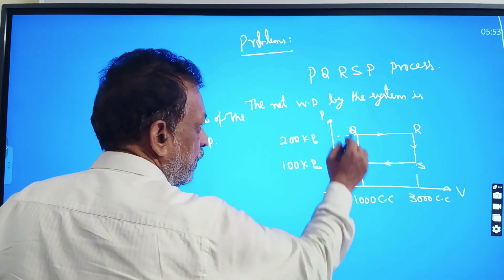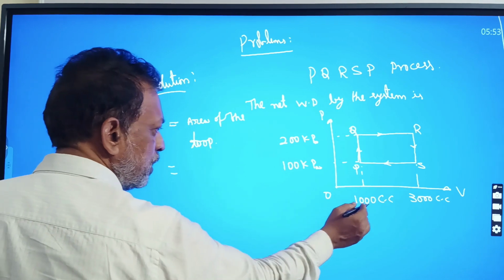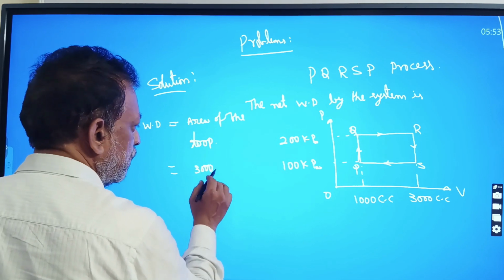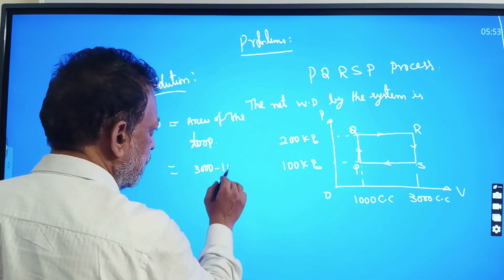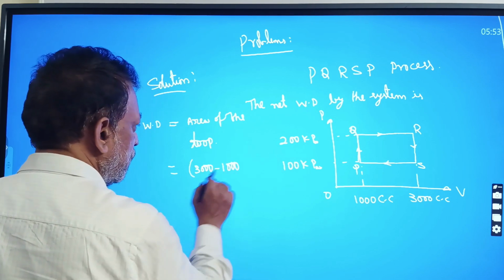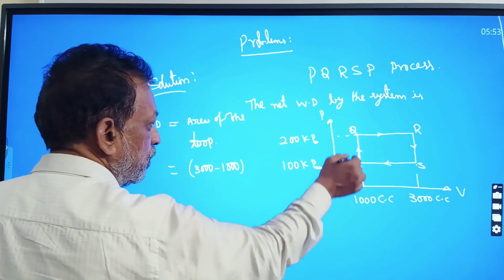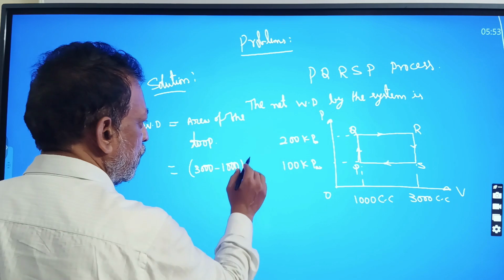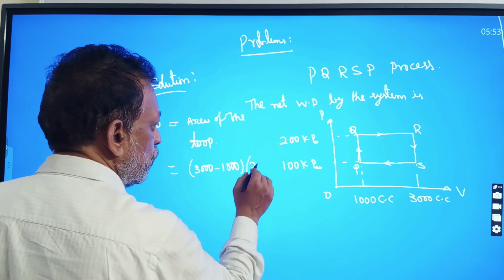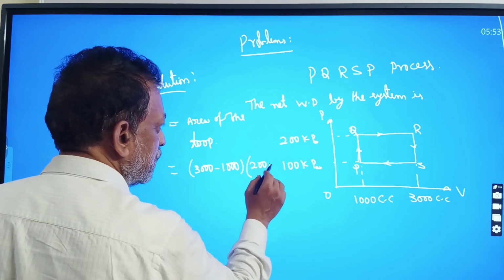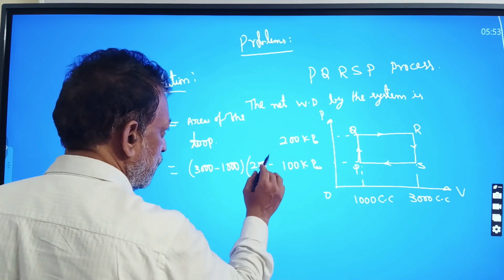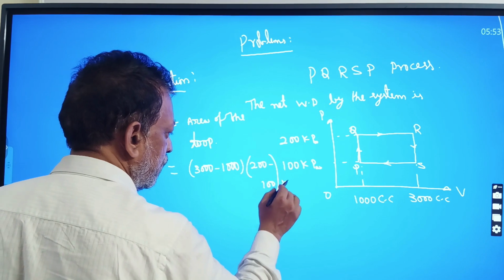This is length into breadth. What is the length? This minus this: 300 minus 100... 1000, sorry. Into what is this one? This is the length into breadth. Present, kilo. All are kilos. So 200 minus 100. This is what? Kilopascal, kilo is 10 to the power of 3.